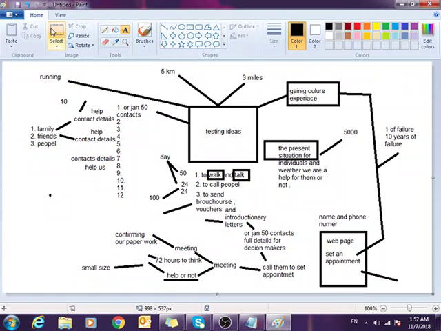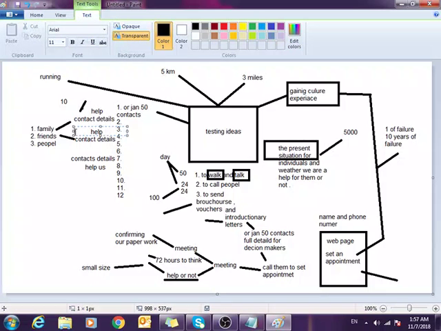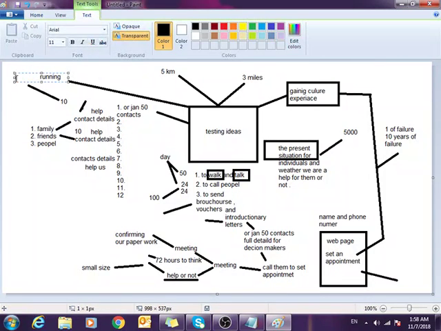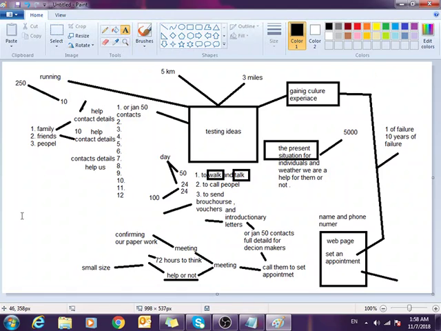And say my friends also gave me 10 contact details. Good, so I have a list of 20 people. I'm going to ask these people for 250 contact details each. I'm looking at the idea of providing you with 250 contact details.